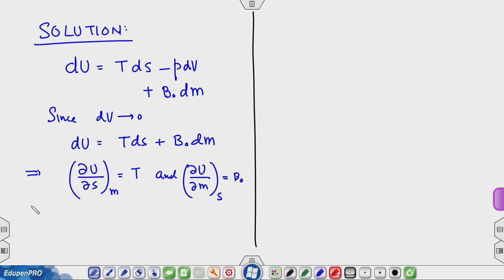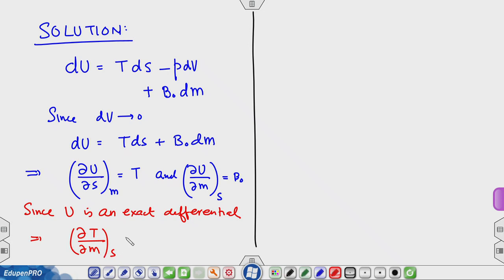And again, since U is an exact differential, this implies that partial T, partial M at constant S is equal to partial B 0 over partial S at constant M. This is one of the Maxwell relations. But this is not what we had asked for, so we are going to do other things.